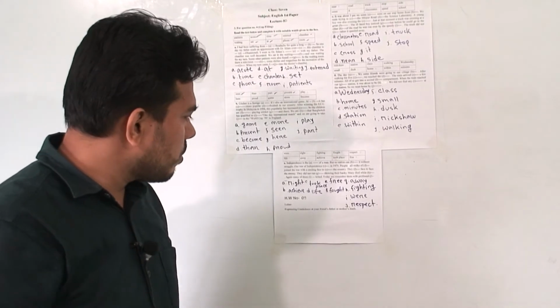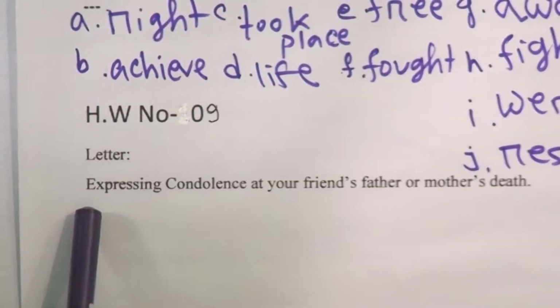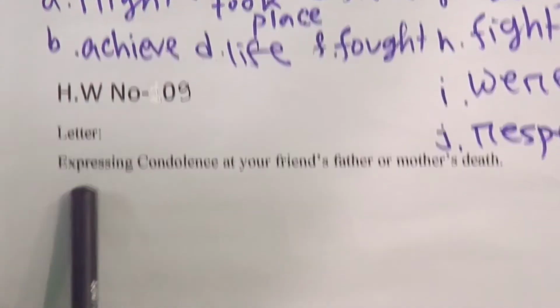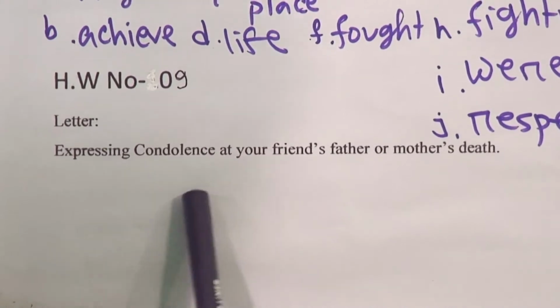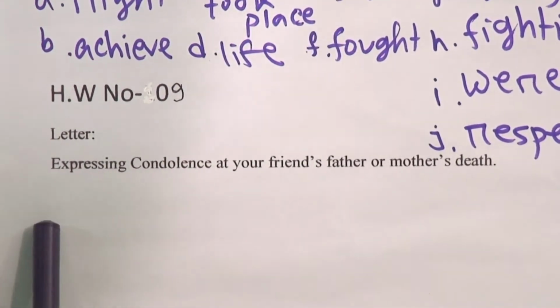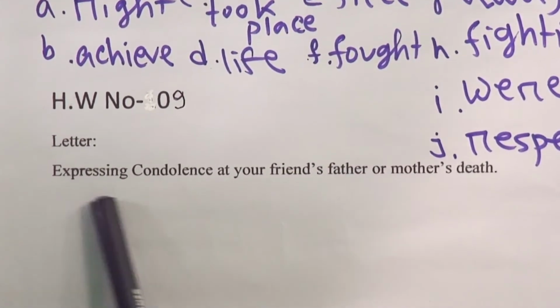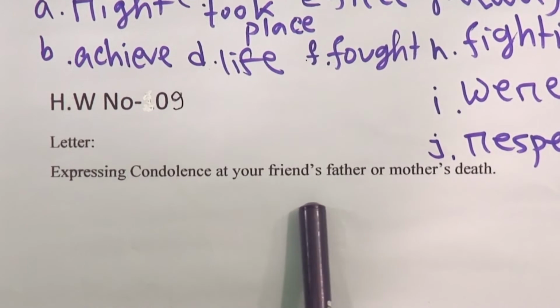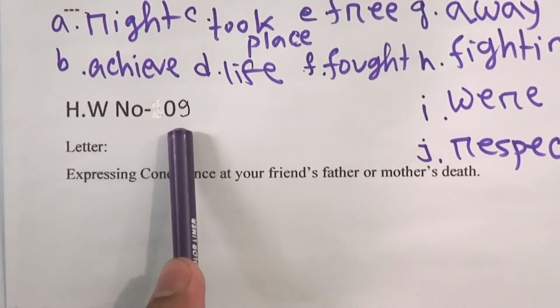Now take your SW. This is SW number 9. Your SW is a letter. Suppose one of your friend's father or mother died, then you need to express your condolence to your friend. Now write a letter to your friend expressing condolence on the death of your friend's father or mother. The SW number should be 9.